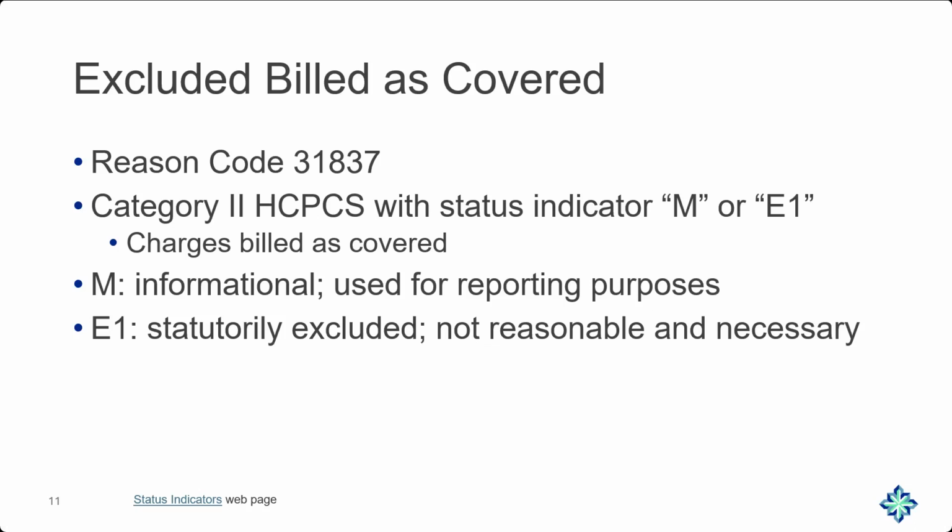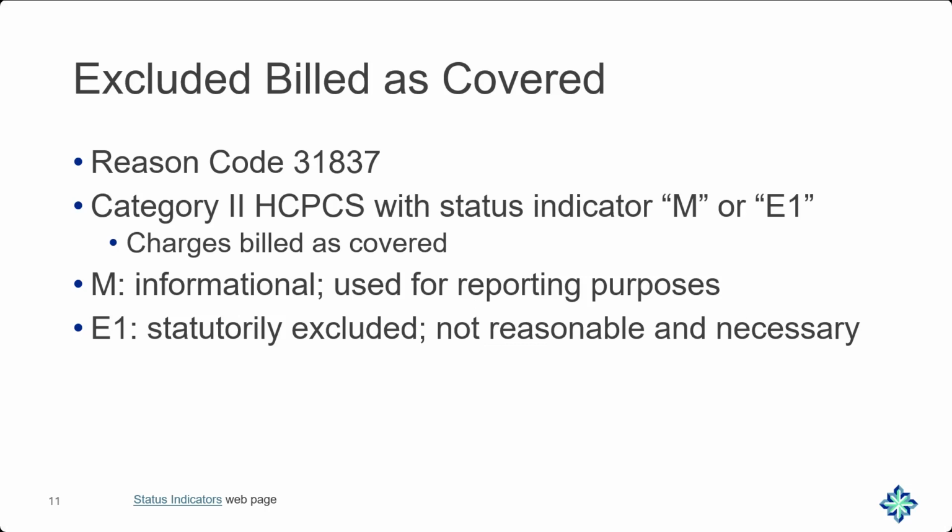So the description says that there was a category 2 HCPCS code with a status indicator of M or E1 on at least one line of the claim. The charges were billed as covered, so it appears that the provider was expecting payment. And then I've added the definition as information here so you can see what those mean. M is defined as information used for reporting purposes only. So the system thinks that this HCPCS code is informational only. And then the E1 says that it's statutorily excluded. It's not reasonable and necessary.